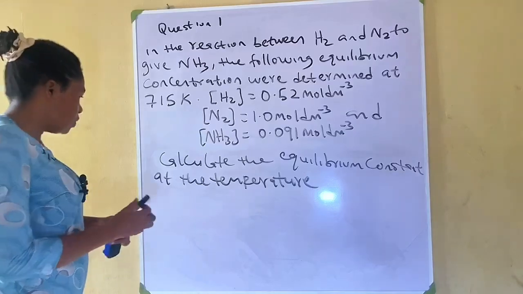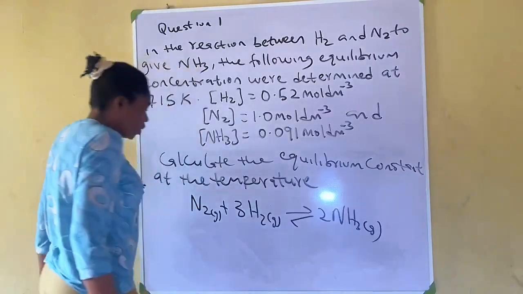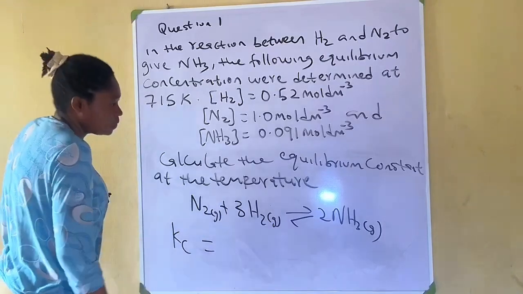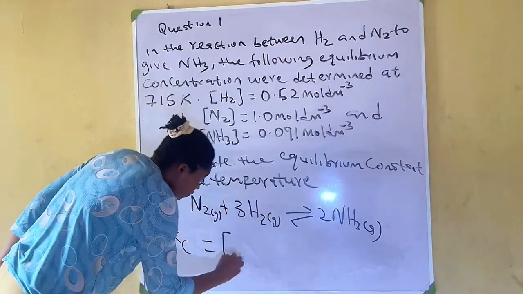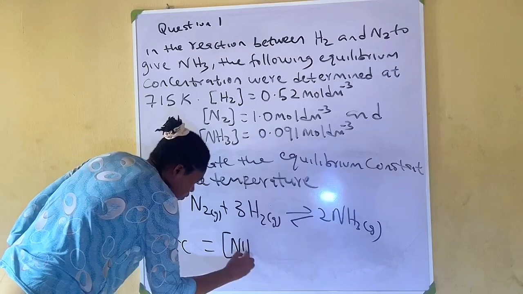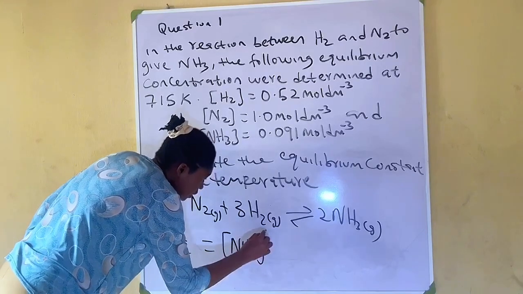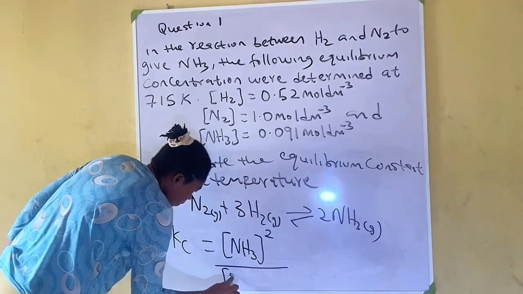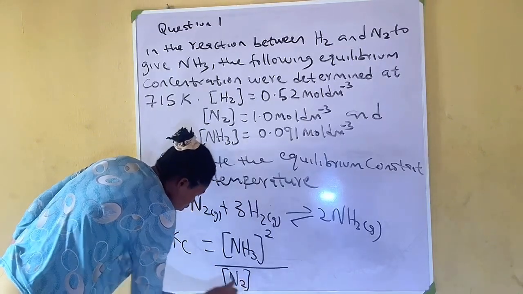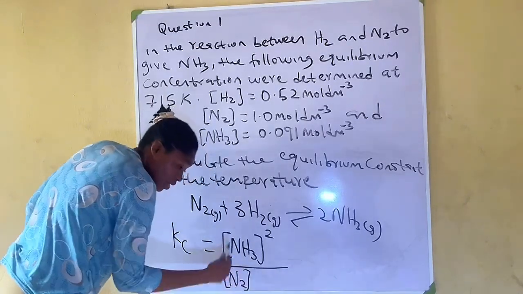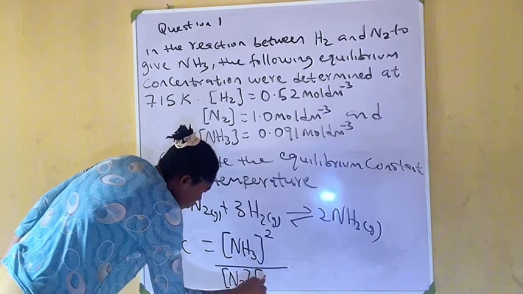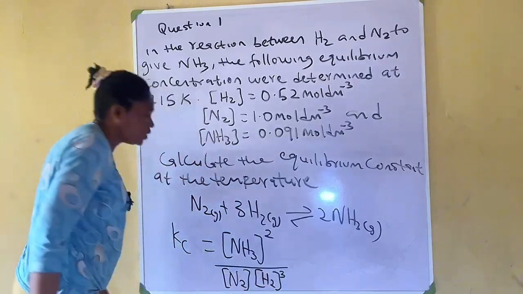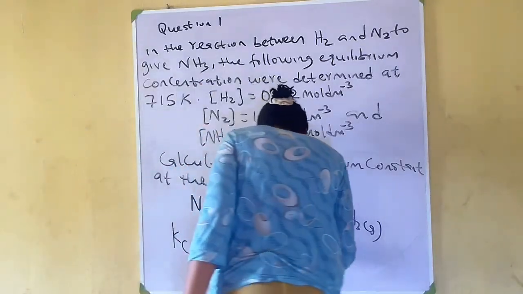Okay, let's start. The equation for the reaction, so I'm going to put our equation. Kc, this is K subscript c. The concentration of the product, don't make the mistake of putting the reactant. This is squared, all over the concentration of the reactant N2, the coefficient is 1, so you can put 1, I'll leave it at that. Then hydrogen, the coefficient is 3, so the power is 3. I'm going to substitute the values here.